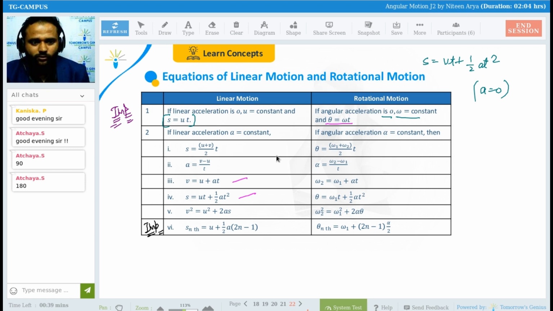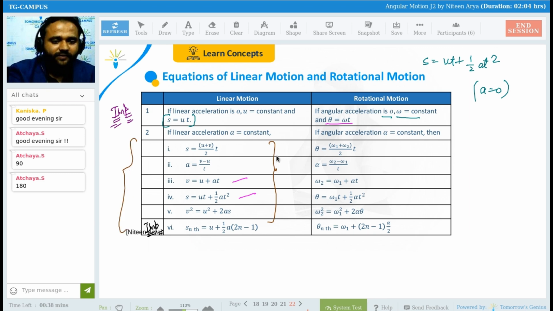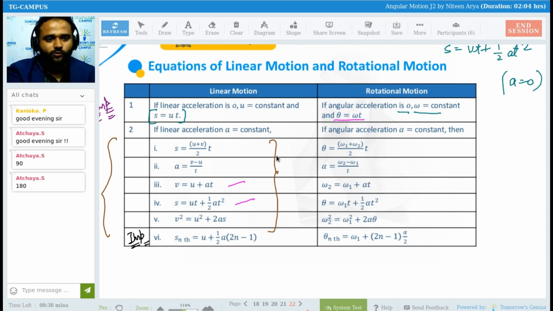If there are n number of points given, and you need to find the displacement in the nth position, this is the relation. Sn equals u plus a by 2 into (2n minus 1). You can use it directly. This is for the linear case, all the things for linear motion. On the left hand side, whatever equations we see are for linear or translation motion. Translation means in a single or straight line.